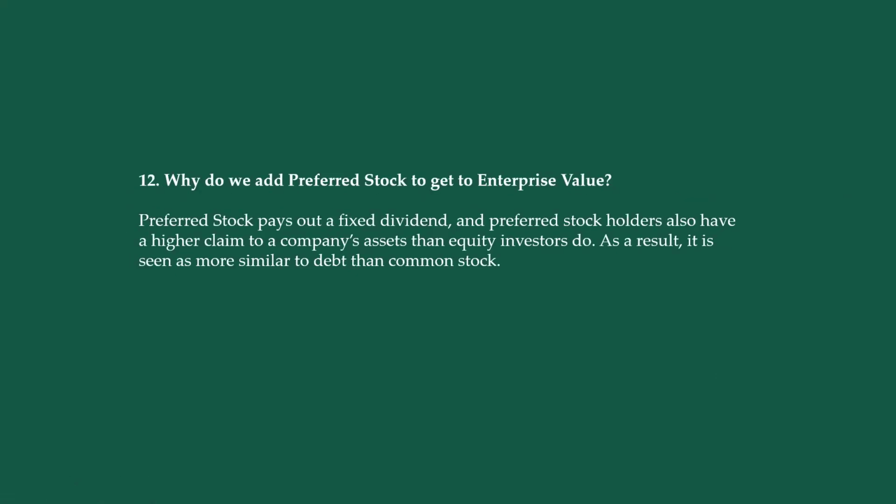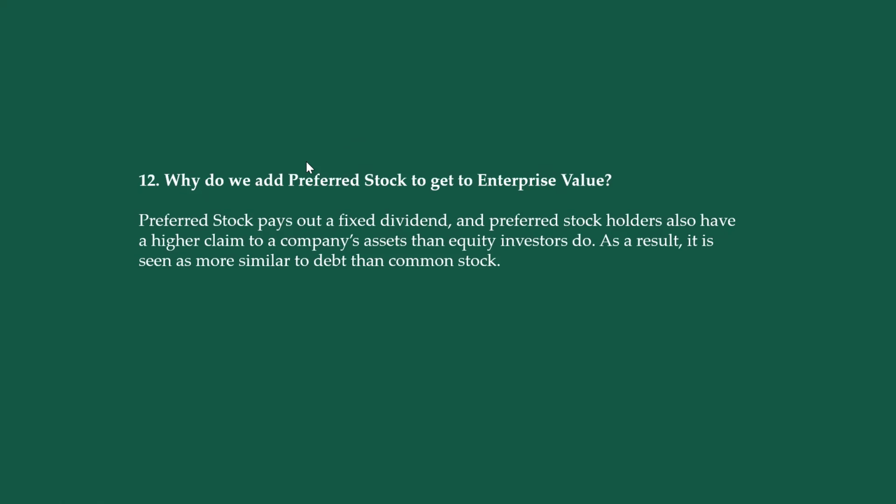Question number 12 is asking, why do we add preferred stock to get enterprise value? So let's break this down step by step. This question is asking, why do we add preferred stock when calculating enterprise value? And for this, we need to understand what enterprise value is. So enterprise value is equity value plus debt plus preferred stock, plus other liabilities, minority interest, and then we subtract the cash component out of it. So we have discussed this previously.